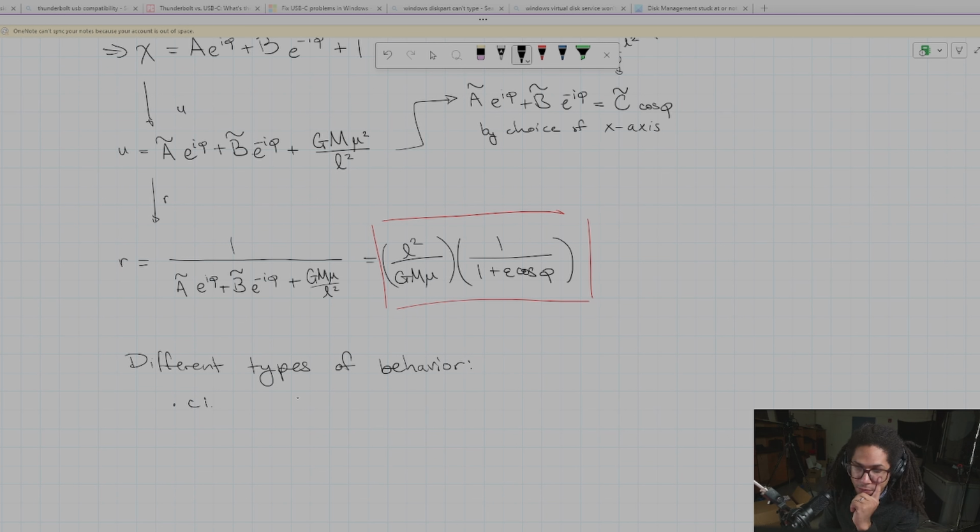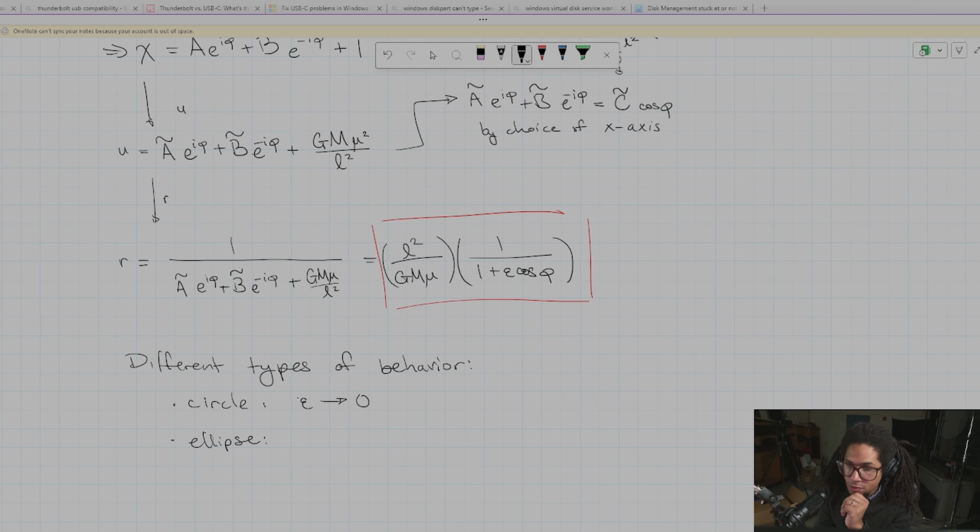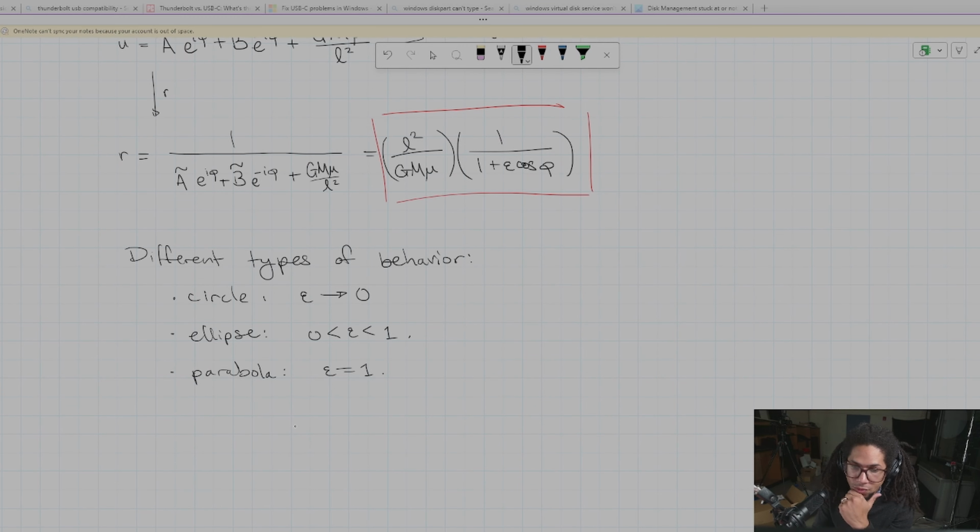I get a circle for epsilon going to 0. I get an ellipse if 0 is less than epsilon, which is less than 1. At epsilon equals 1, it's not obvious from what we saw there, but I get a parabola. And lastly, I get a hyperbola when epsilon is greater than 1.